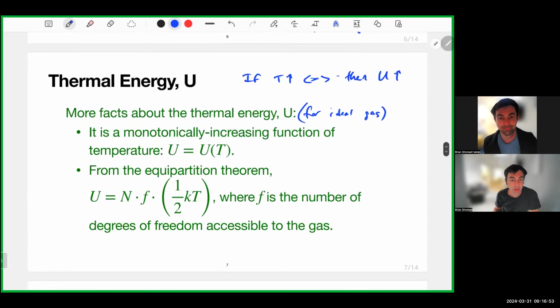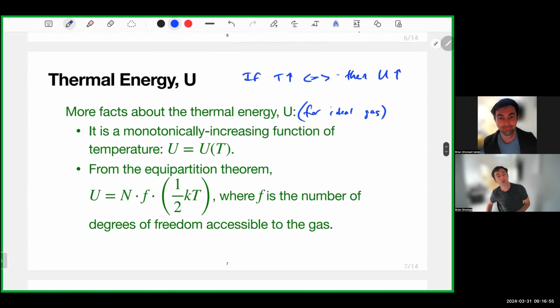All right. So yeah, for an ideal gas, it's a monotonically increasing function of temperature. From the equipartition theorem, the thermal energy depends on the number of degrees of freedom. So this F right here is the degrees of freedom of the gas.